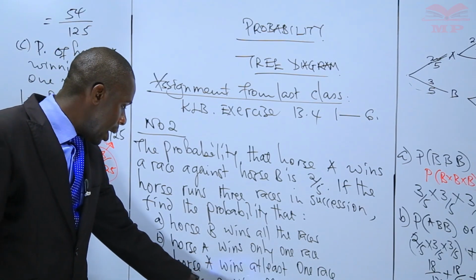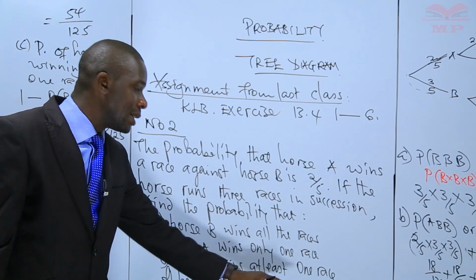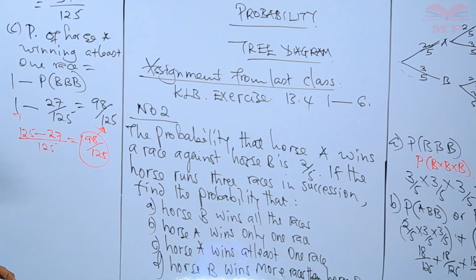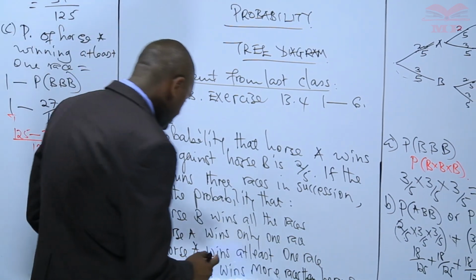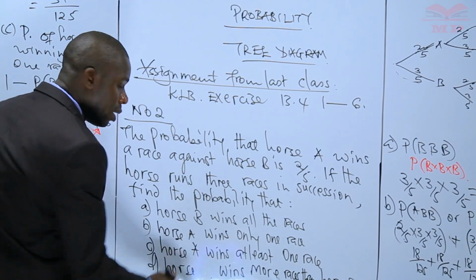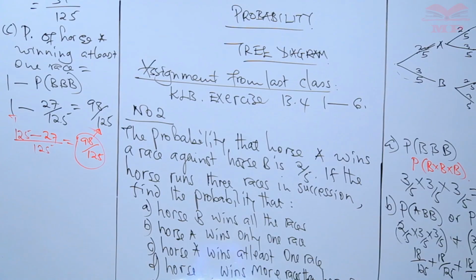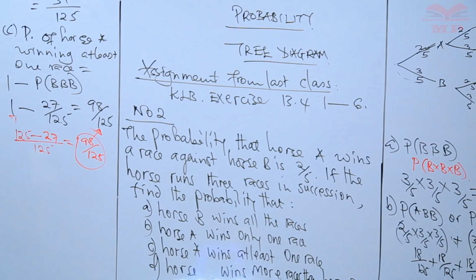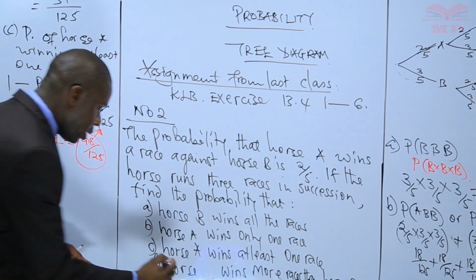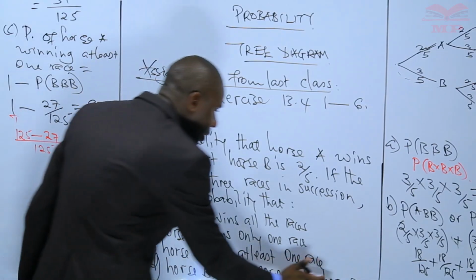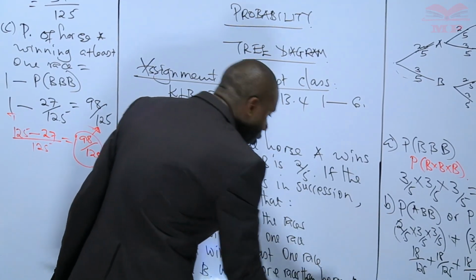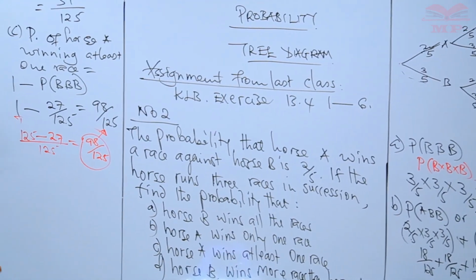So we can look at the last one. OS B wins more races than OS A. This should have been OS A, let me just check it to be clear. So OS B wins more races than OS A.